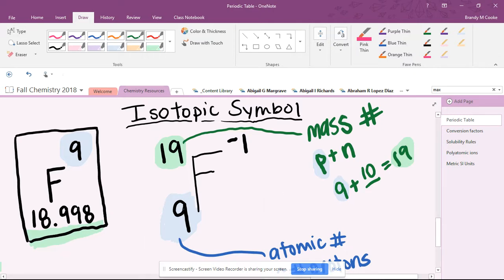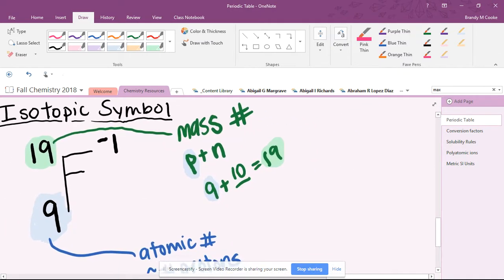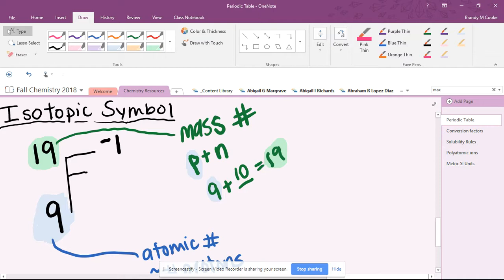And remember I said this is down here for a reason? Well, it looks like a math problem. When you subtract, you've got a big number up top and a small number on the bottom. 19 minus 9 is 10. I just like the way that looks. So that helps me remember what I'm doing. It's like a math problem.